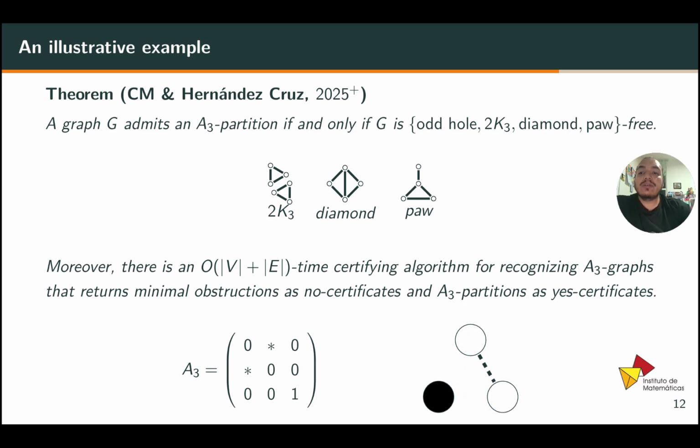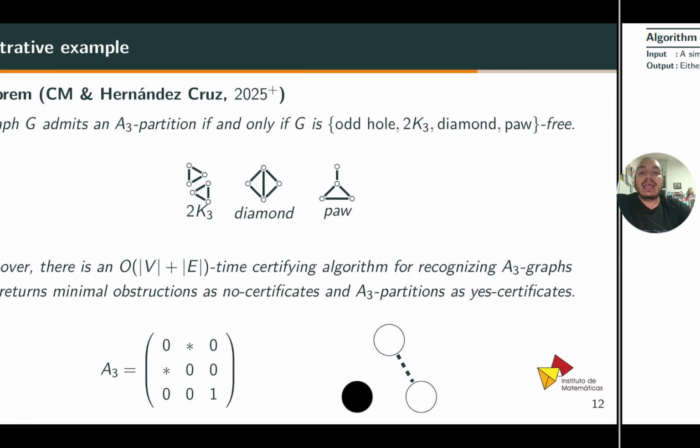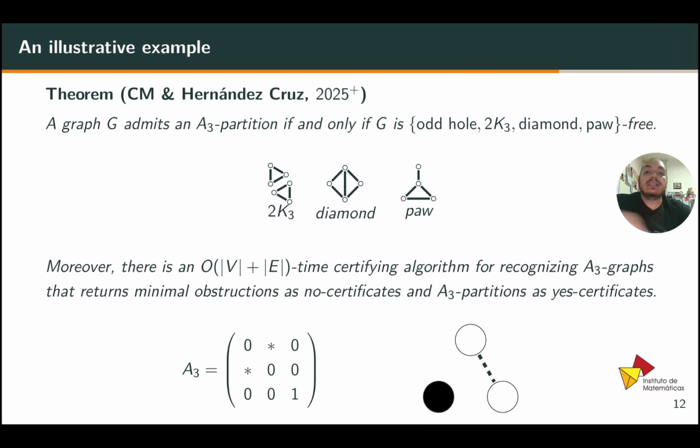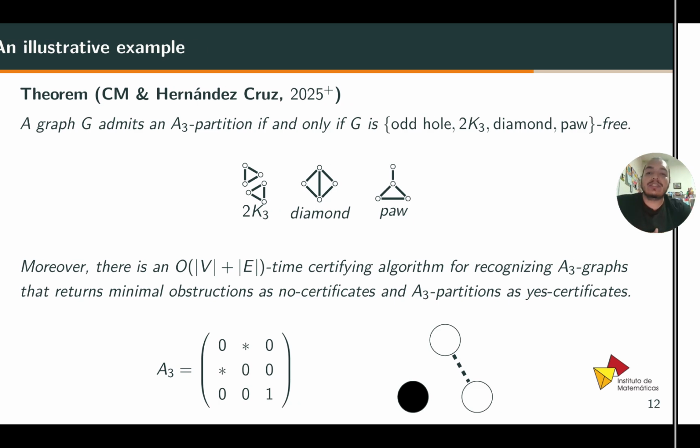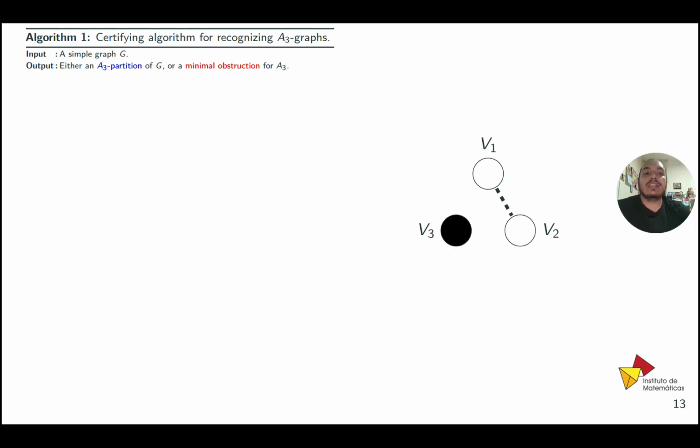Okay, so this result says that a graph G admits an M-partition, an A3 partition in this case, if and only if G doesn't have any of the minimal obstructions for this partition, which are the odd hole graphs, the 2K3, the diamond graph, and the pole graph. And also it says that there is a linear time certifying algorithm that serves as a recognition algorithm, and it uses minimal obstructions as no certificates, and for sure A3 partitions as yes certificates. So let's check how this algorithm works.